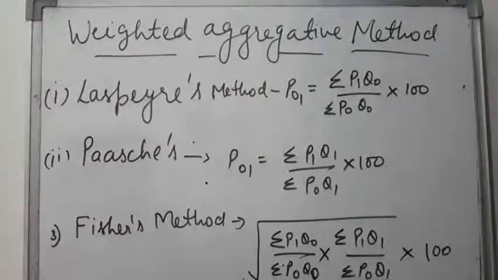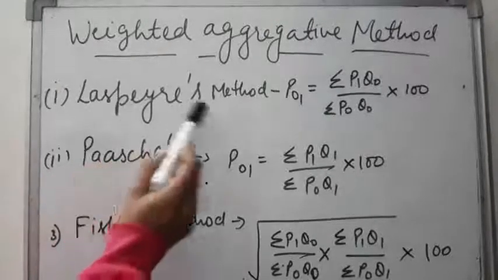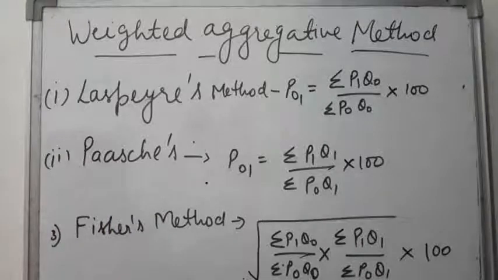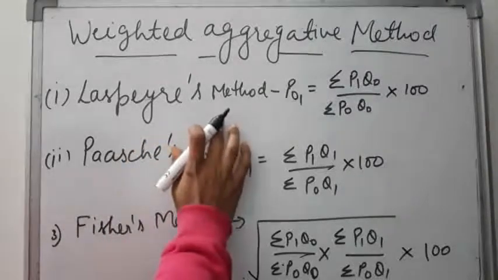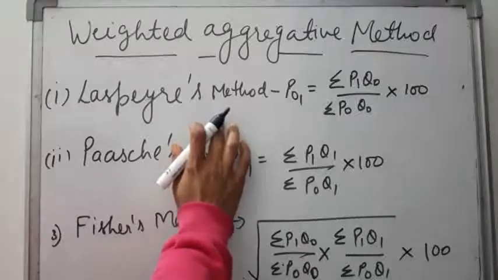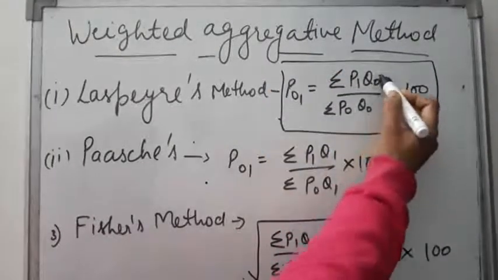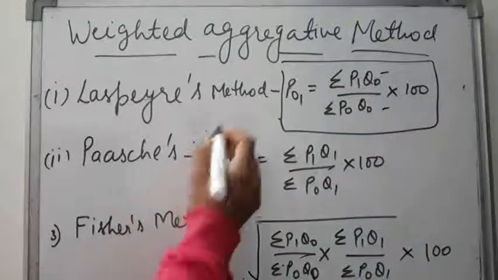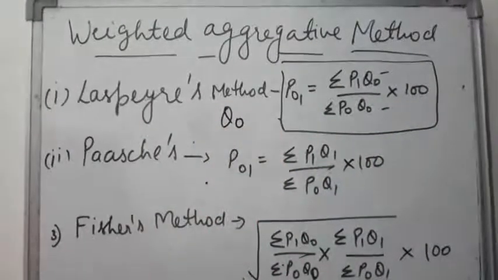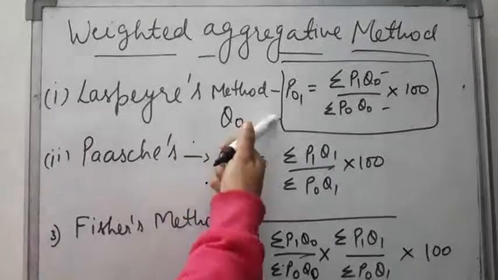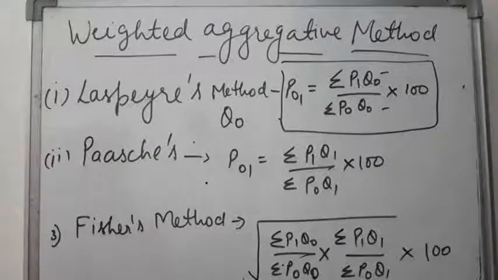So here we will use three formulas given by three economists, Laspeyres' method, Paasche's method and Fisher's method, for constructing the index number. First is the Laspeyres method. According to Laspeyres, he uses the base year quantity. You can see in the formula he uses the base year Q0 to weight the different items. So this formula we will use for constructing the index number by Laspeyres method.